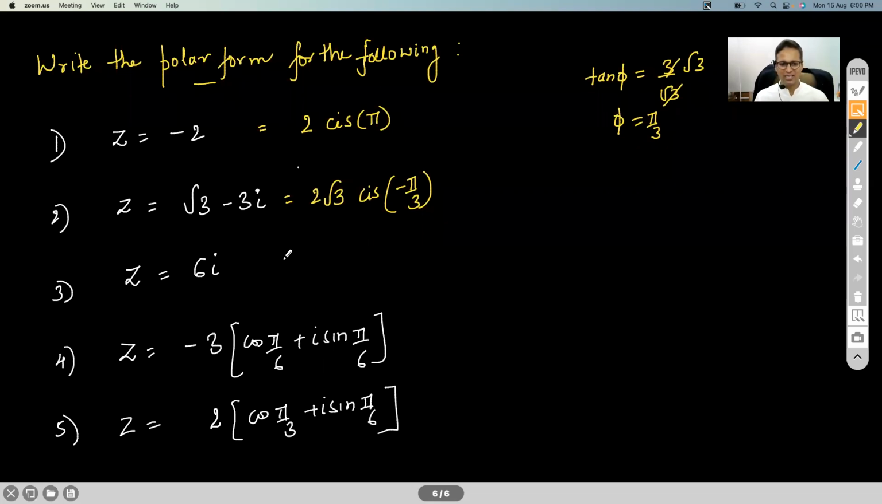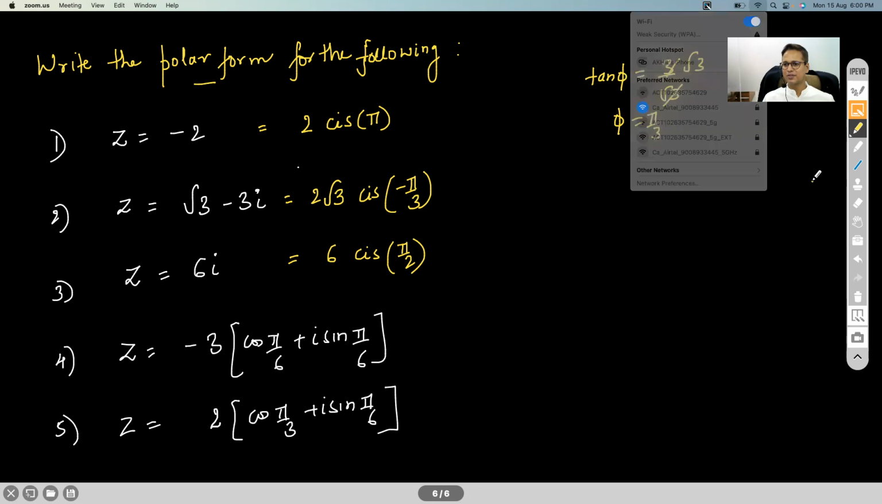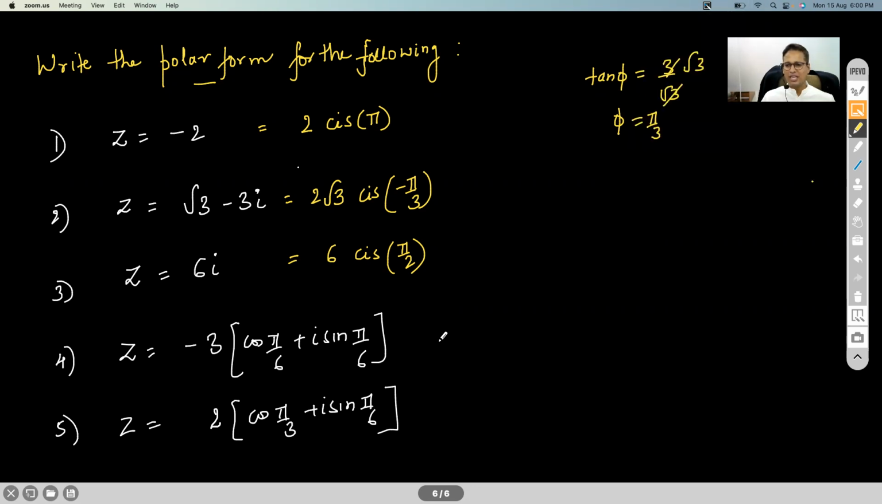Okay, next one. Third one, your answer will be 6 cis pi by 2. Six cis pi by 2. Clear? All right, coming to the fourth one. Anybody who could answer the fourth one?